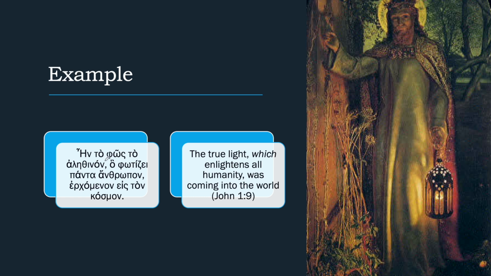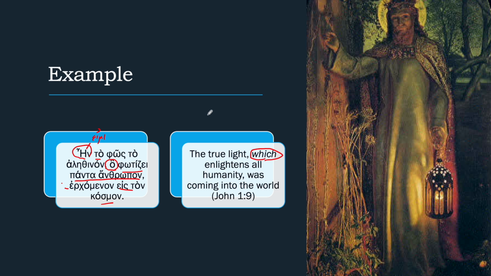Ein ta phos ta alethinon, ha photidzei panta anthropon, erkomenon eis ton kosmon. Okay, so this guy is emi, in the third singular imperfect. So the true light was the true light which gives light to all humanity, was coming into the world.